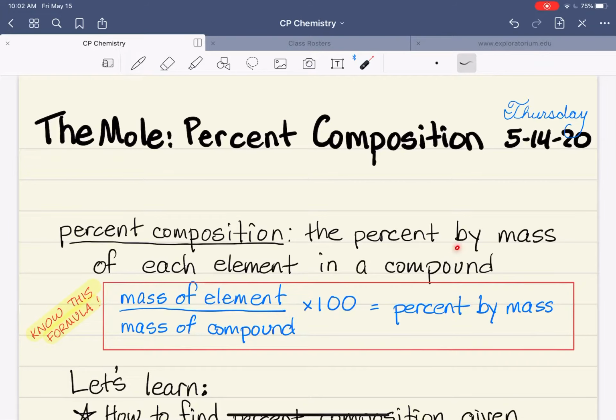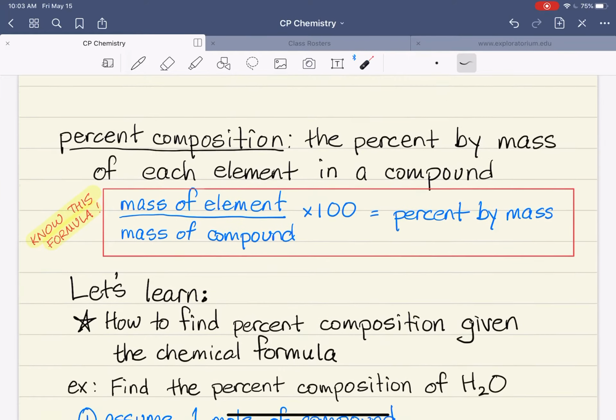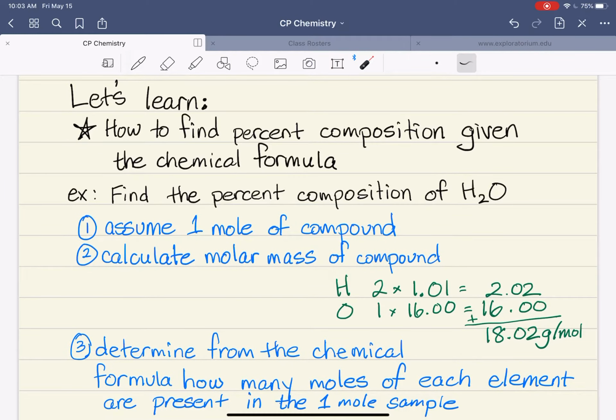Again, percent by mass. All right, so there's a formula you need to know, and this formula is the mass of the element divided by the mass of the compound times 100 gives you percent by mass. And of course, if you were to add up all the percentages of the different elements in a compound, they should add up to 100. All right, so let's learn.